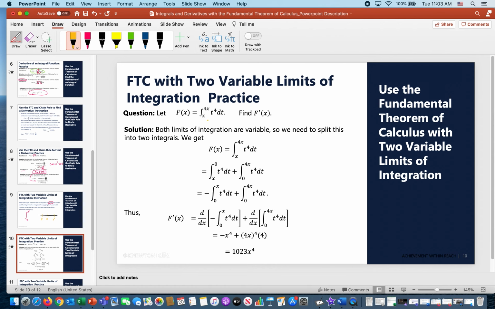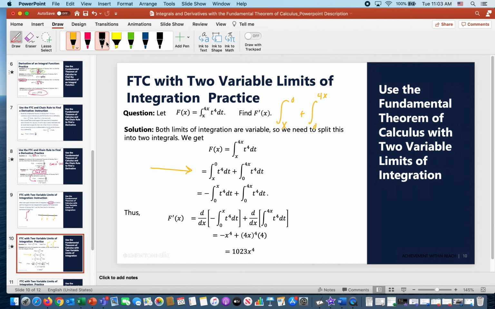Take a look at this one right here. Let f of x equal the integral from x to 4x of t to the fourth dt. You'll notice we're going to break this integral up into the integral from x to 0 plus the integral from 0 to 4x. That's the first step right there: the integral from x to 0 of t to the fourth dt plus the integral from 0 to 4x of t to the fourth dt.